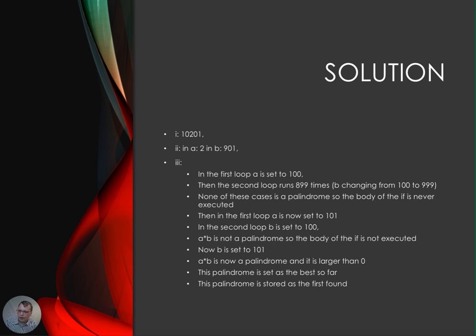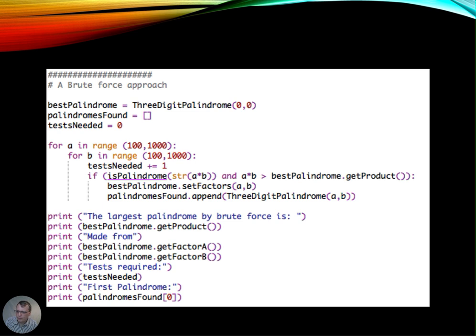So the first palindrome found was 10201, and the way in which we could have found that is we could have modified the code to add a print statement at the point where the first palindrome was found. So probably inside that if statement, if we added a print in there, we could print out each palindrome as they were found, and we could make a note of the first palindrome that had been found.